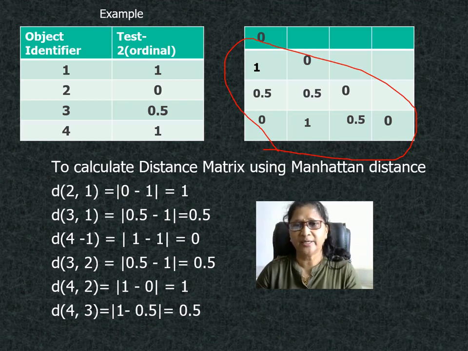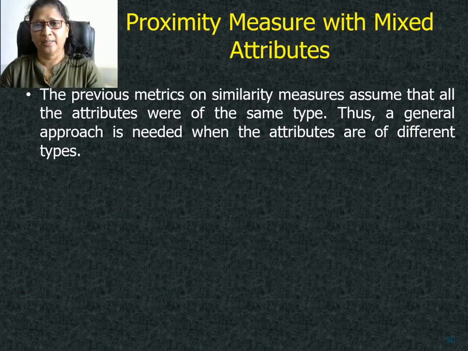So for ordinal attributes, what we have to do is first calculate the number of states. Then we have to map each attribute value to the corresponding rank. Then using the formula, we have to normalize them. Once normalized, any distance measure can be used to compute the distance between a pair of data points.